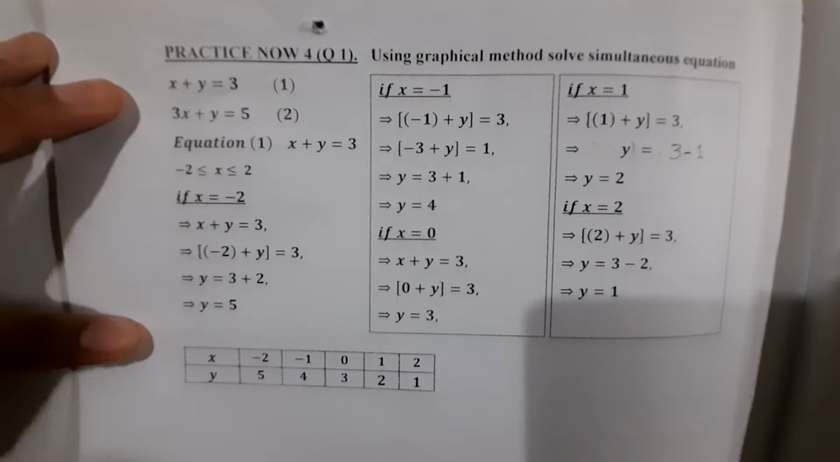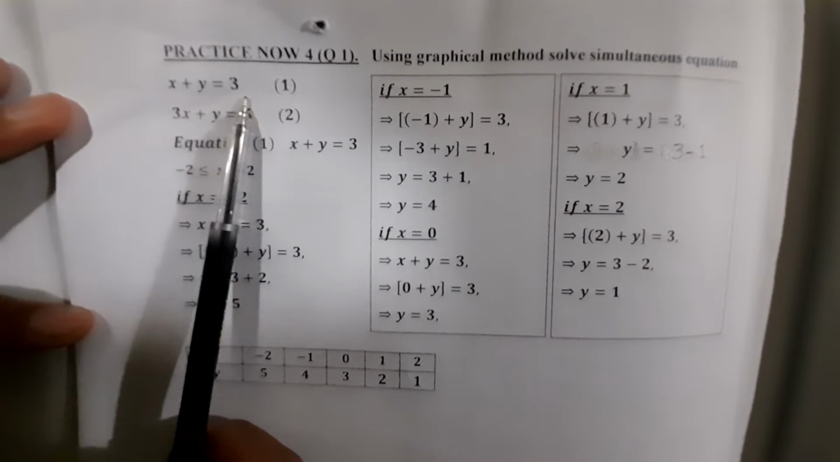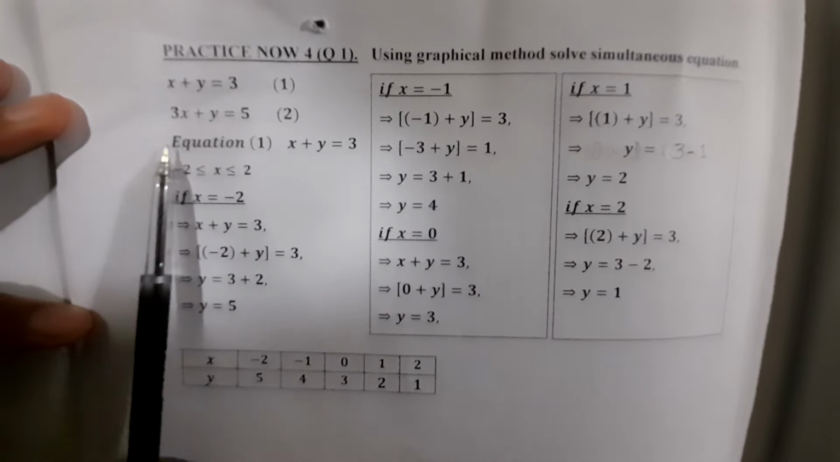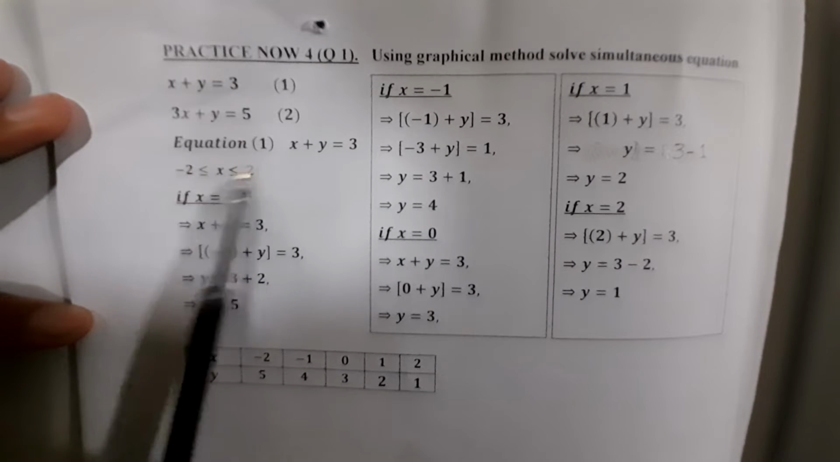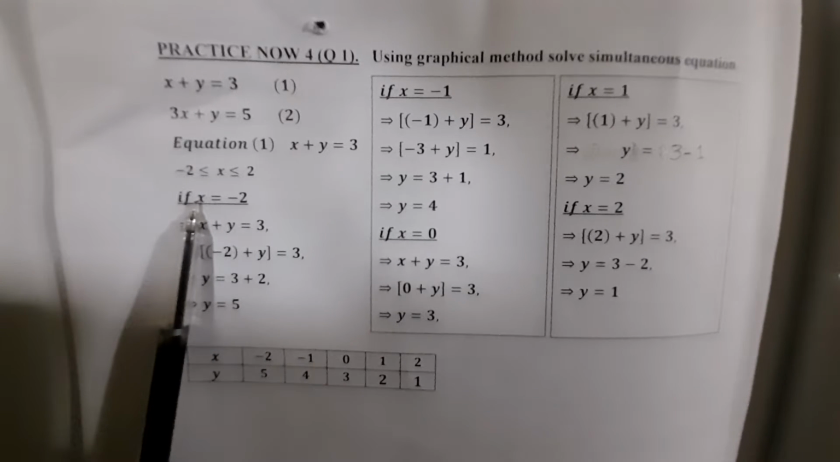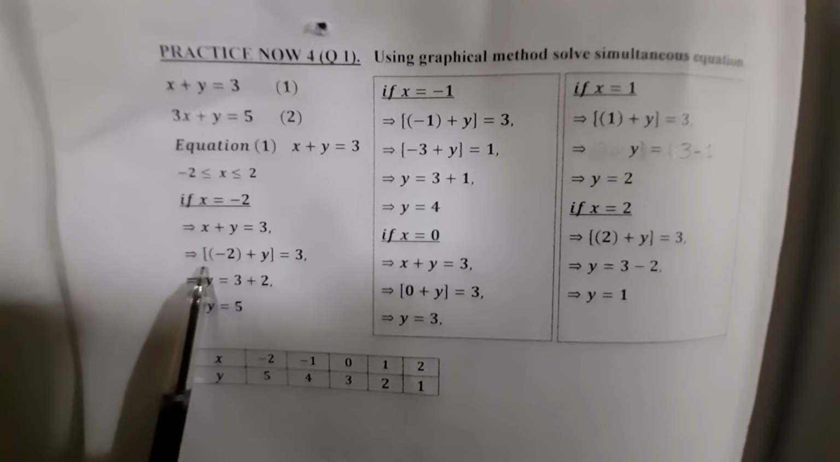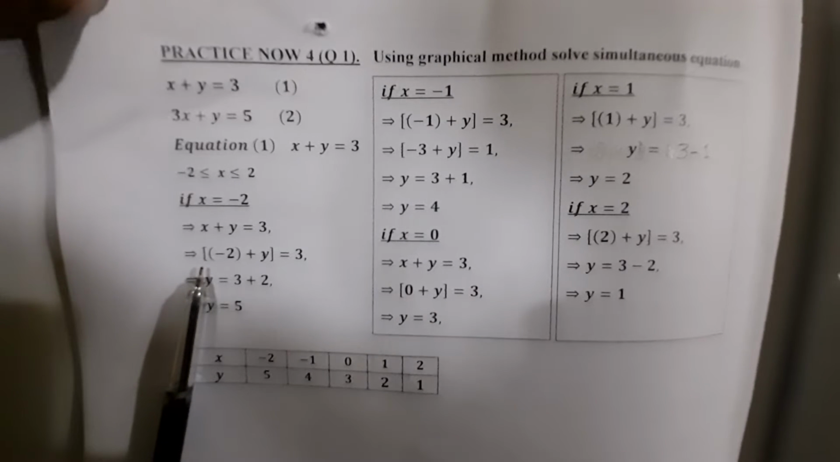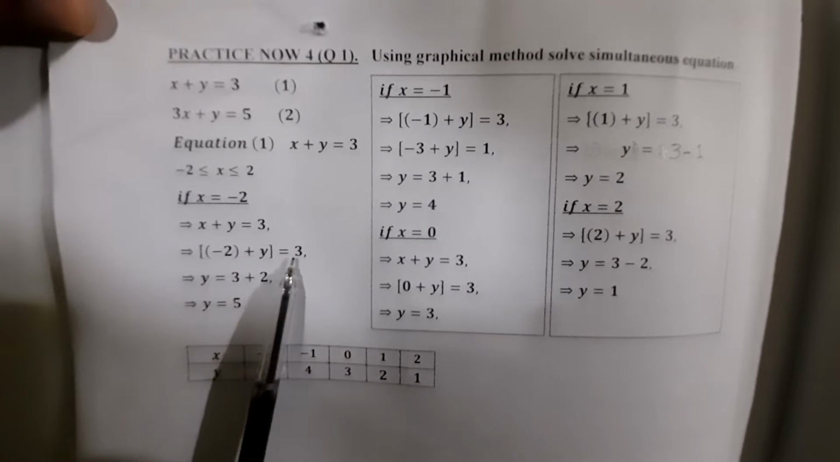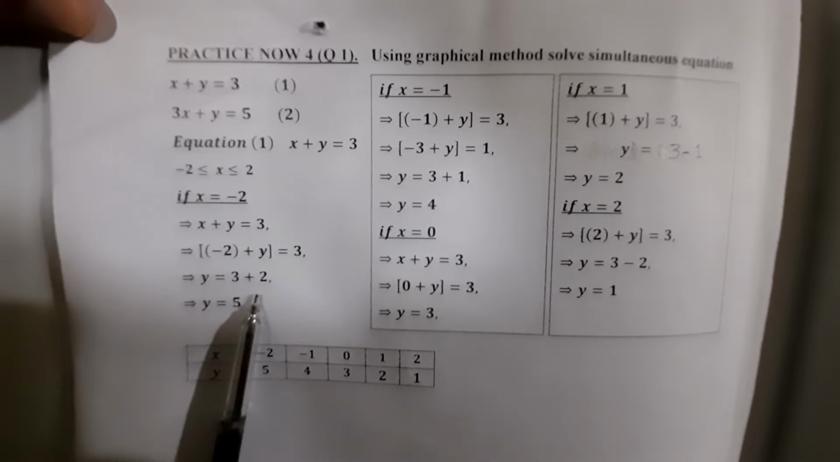Now, practice now. Question number 1, we have the equation x plus y is equal to 3, 3x plus y is equal to 5. For equation 1, we'll be using the value of x from -2 to 2. If x is equal to -2, then instead of writing x, we'll be writing -2 here. -2 plus y is 3. Take the -2 on the right hand side of the equalizer. It will become +2. So y is equal to 3 plus 2, y is equal to 5.